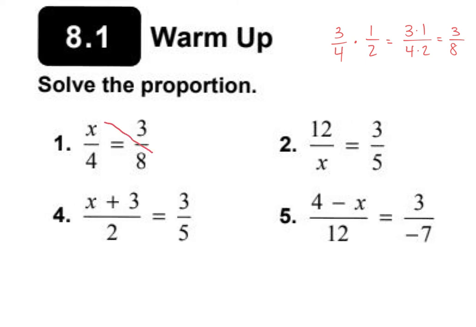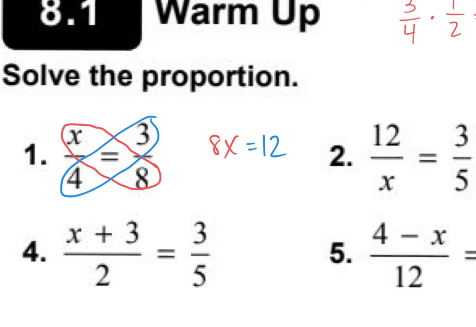So we're going to take the 8 and the x, and we're going to multiply them together. What is 8 times x? 8x. And then we're going to take the 4 and the 3, multiply those together, and that gives me 12. And then we just solve for x. So in order to solve for x, you're just going to divide both sides by 8. You should have gotten that x equals 12 over 8, which simplifies to what? 3 over 2, or 1 1/2.